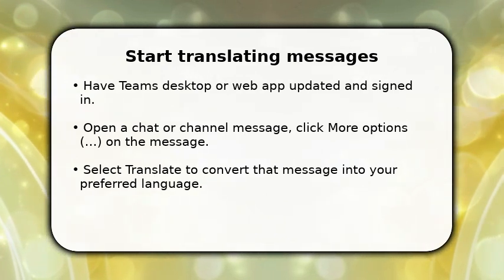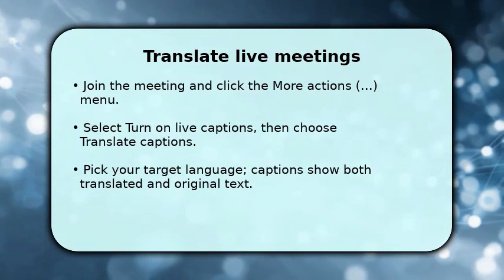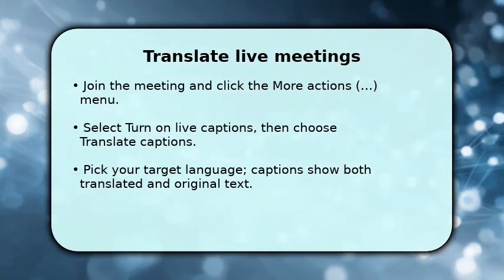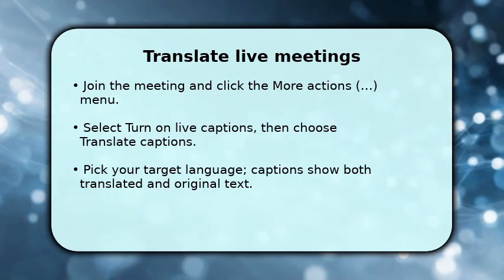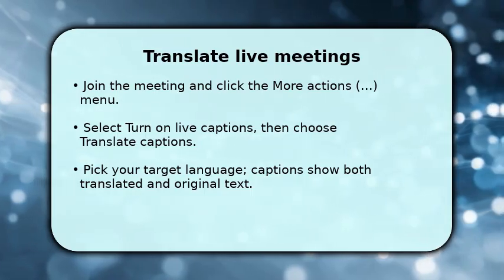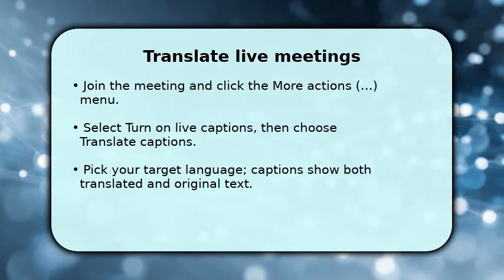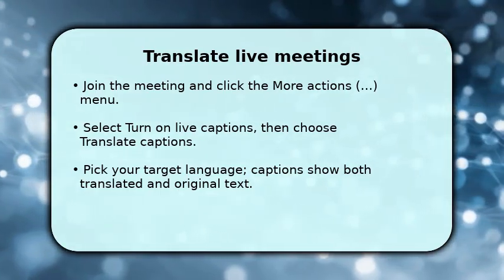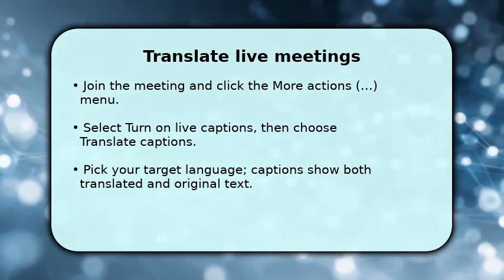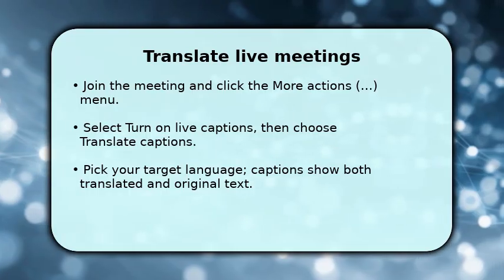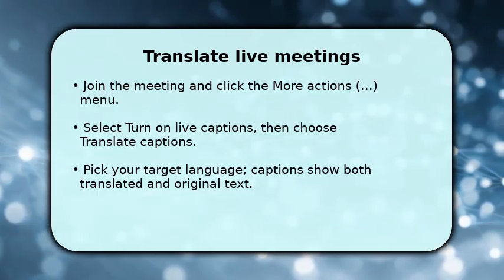In meetings, you can follow spoken language in real time. Join the meeting, click the More Actions menu, and choose Turn on Live Captions. Next, select Translate Captions and pick your target language. Once enabled, Teams displays translated captions along with the original text when available. This helps you track speakers and preserve nuance, so you don't miss technical terms.